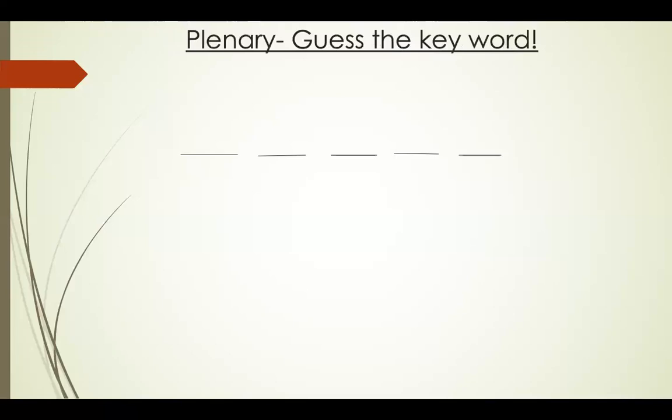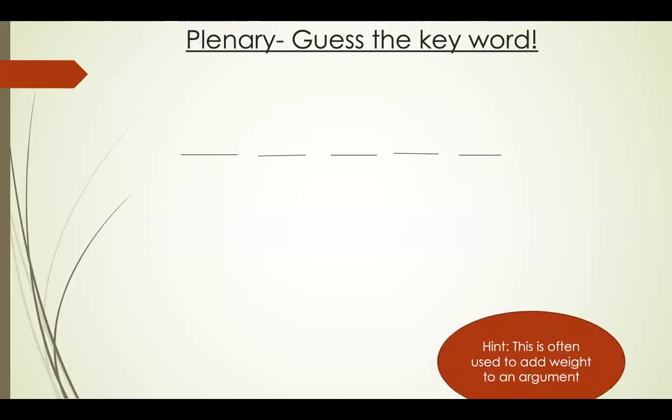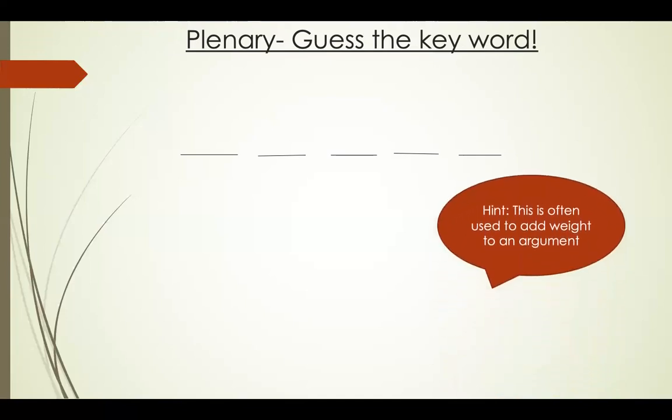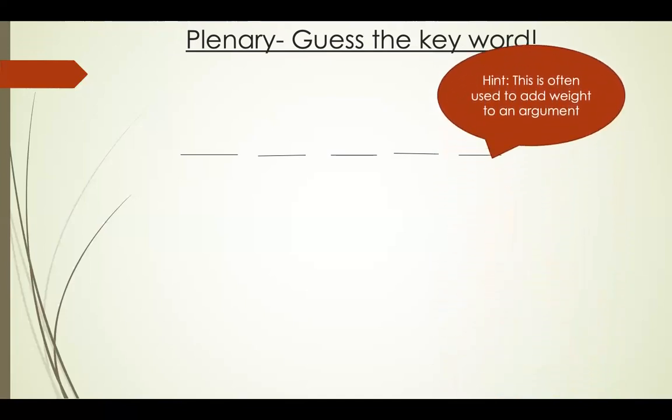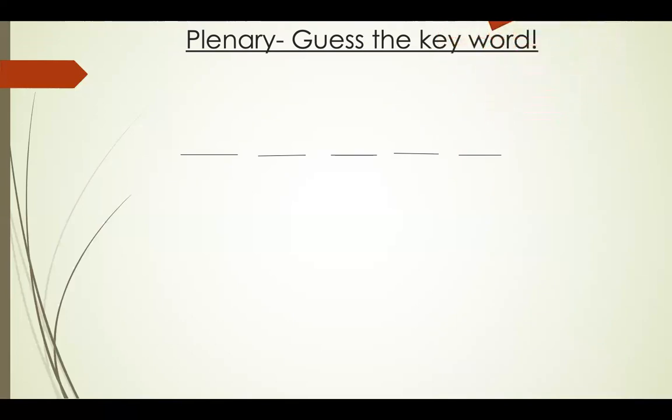The next one is a 5-letter language technique, something that you use in language paper 2. Any ideas, any guesses? Here's a clue for you. Hint: this is often used to add weight to an argument. 5, 4, 3, 2, 1. Okay, if you thought facts, well done, that's correct. So it's FACTS.